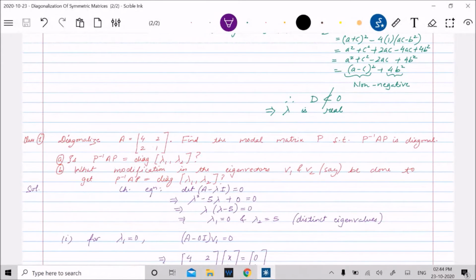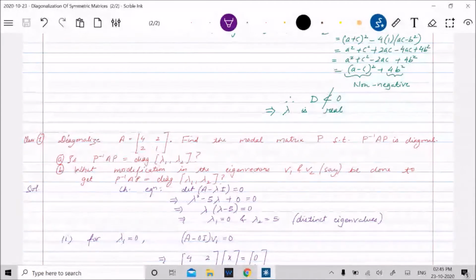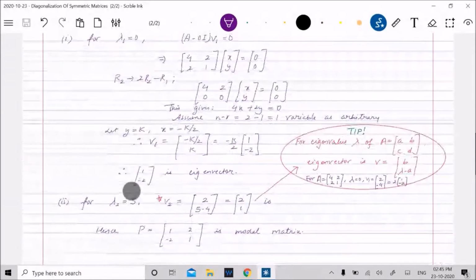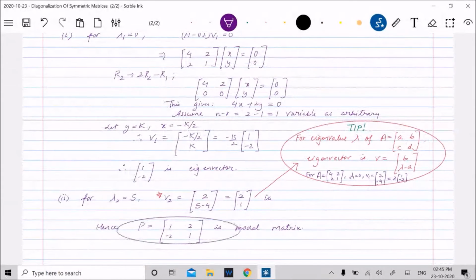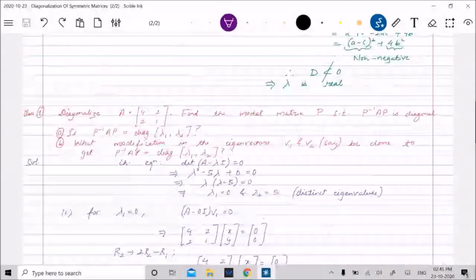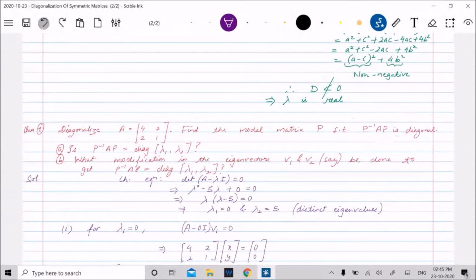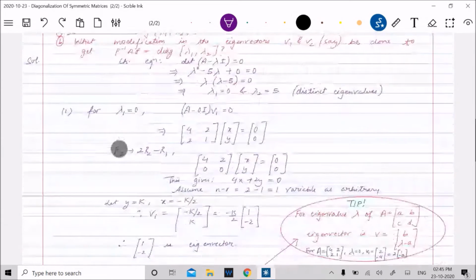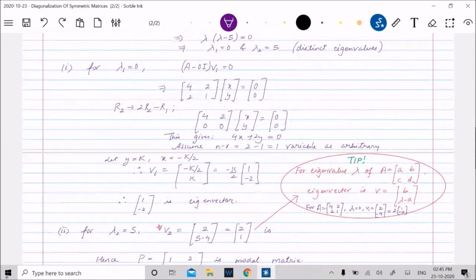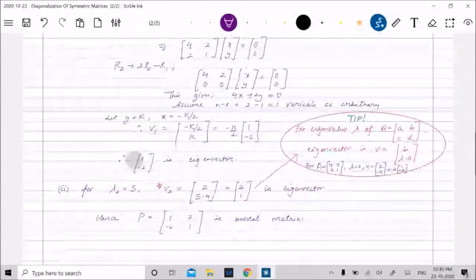Now the question arises whether this modal matrix P, which we are claiming is a modal matrix, is solving our purpose. Is it able to get that capital D by using this formula? P inverse AP should be equal to diag lambda 1 lambda 2. Right now we want to see that. I'm just completing it.